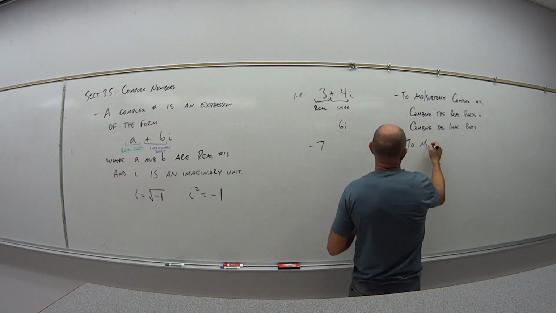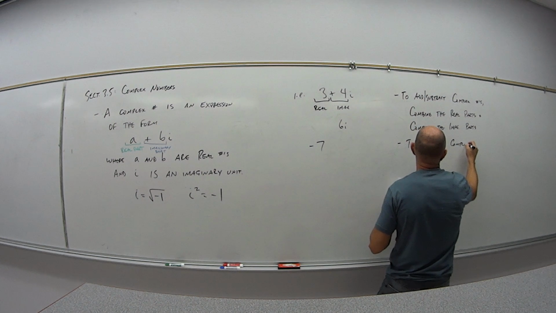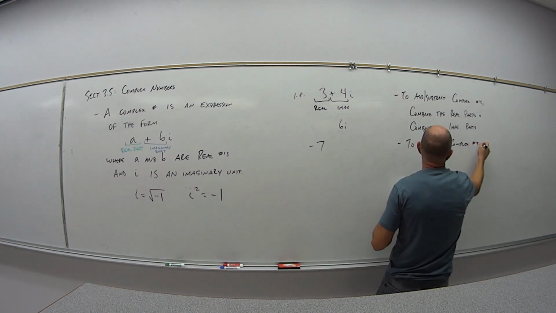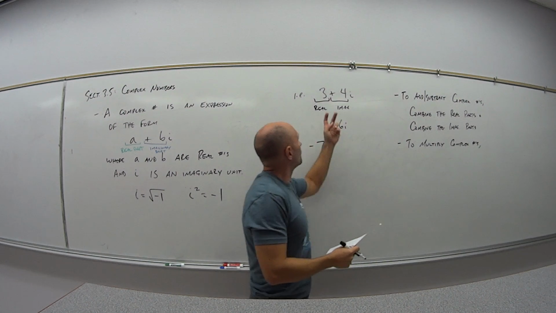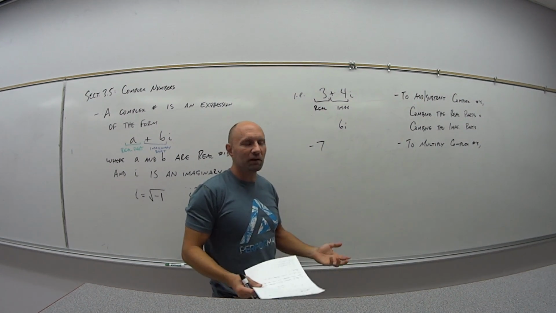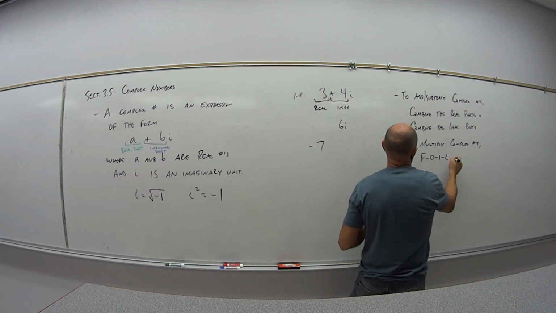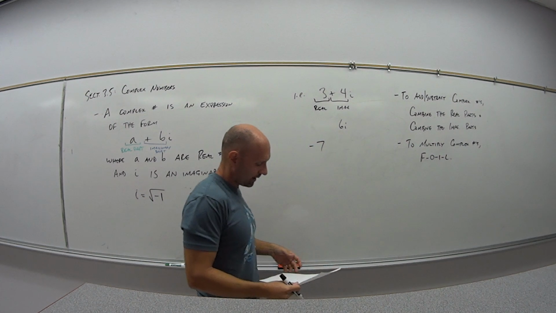To multiply complex numbers, well, what do I have? A complex number is a binomial. So if I'm multiplying binomials, what do I do? I FOIL it: first, outside, inside, last.